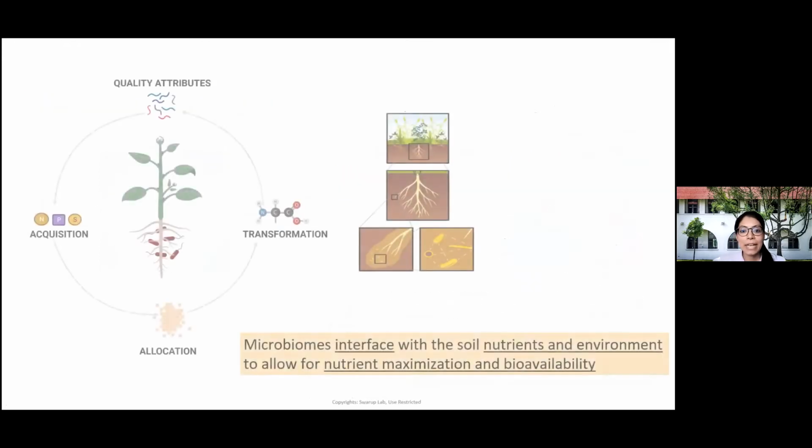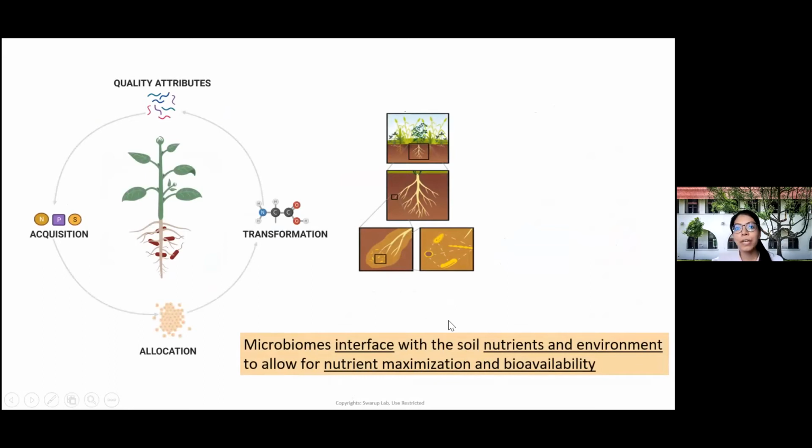And coming to the benefits of microbiomes. How do these microbiomes work with plants? I'll just give a very overview kind of thing: they interface with the soil nutrients or any media that you put in. If you're using another farming format, and it's not soil, it will still interface with the nutrients and the environment to allow for nutrient maximization. So essentially you are giving fewer inputs, or fewer chemical inputs or fertilizers, and getting the maximum out of it. So that's one aspect of microbiomes.